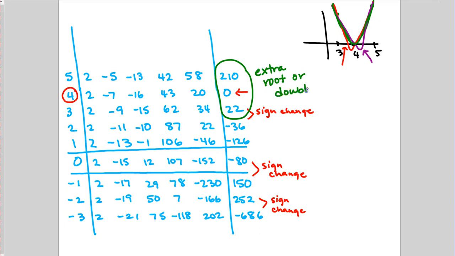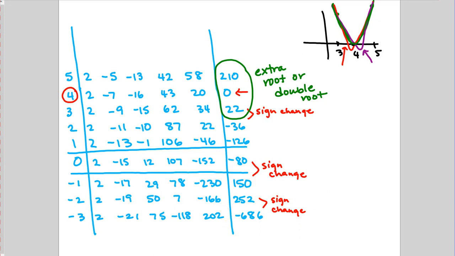So the next thing I'm going to do is check to see if it's a double root. And the way I check to see if it's a double root is by dividing the number 4 into its own row. So we already know that 4 went into the problem once. Is there a chance that 4 goes in again?